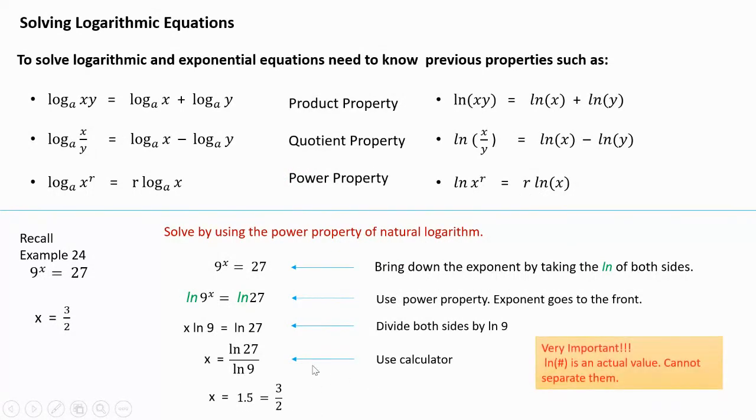Okay, now guys, please be real careful. Very important. The ln of something, of a number, is an actual value. You cannot say these cancel here. The ln's, you cannot say that, because the ln with a number is an actual value. You cannot separate them. So please be careful with those.